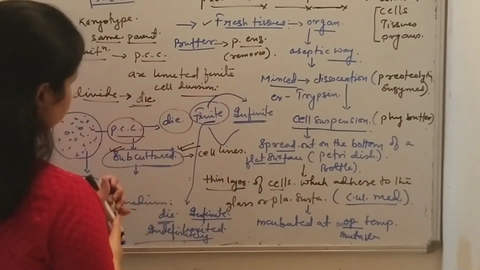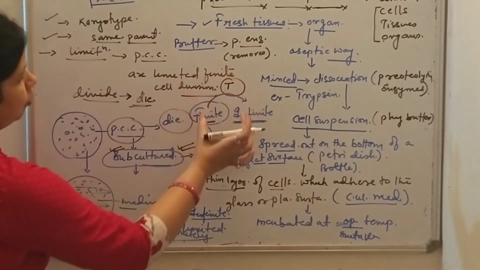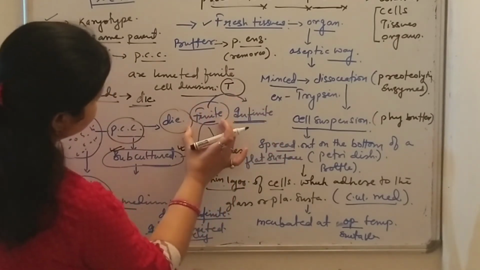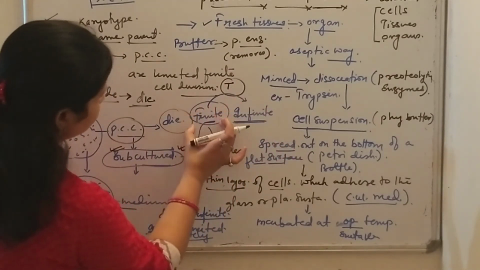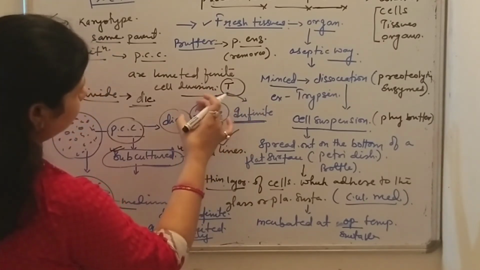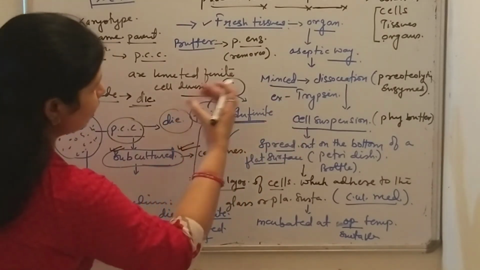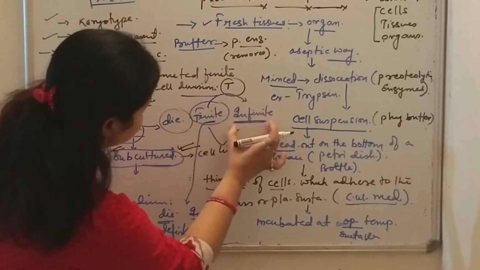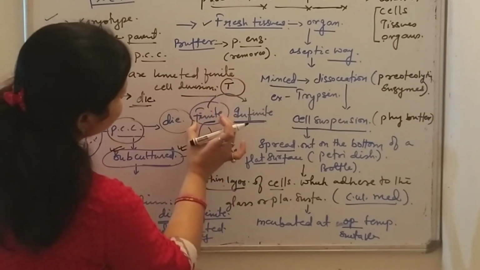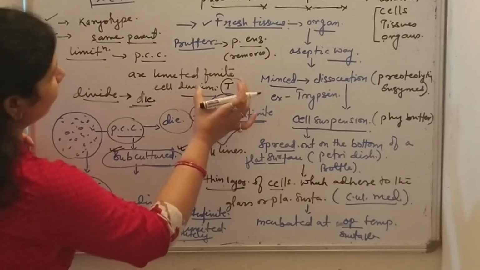But there are some ways by which the finite can become infinite. What is that process known as? By transformation. By transformation these finite cell lines become infinite cell lines. The finite cell lines, which have a limited lifespan, will reach senescence and after that they will die, but they can be transformed into infinite. So the normal cells will become cancerous or tumorous, and this transformation can take place.